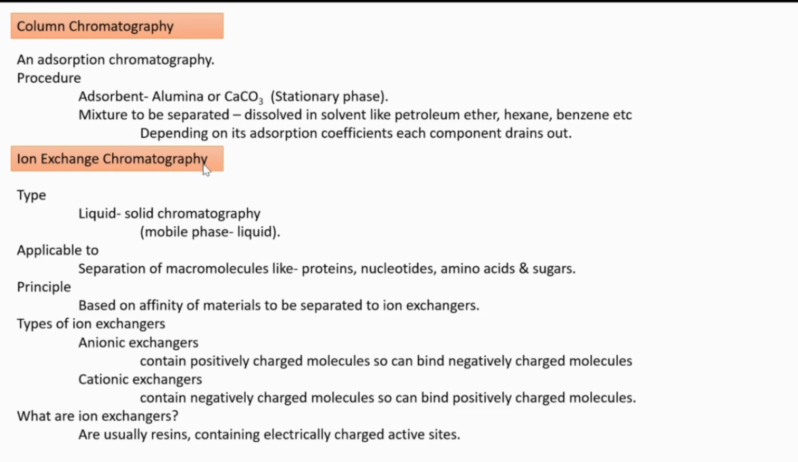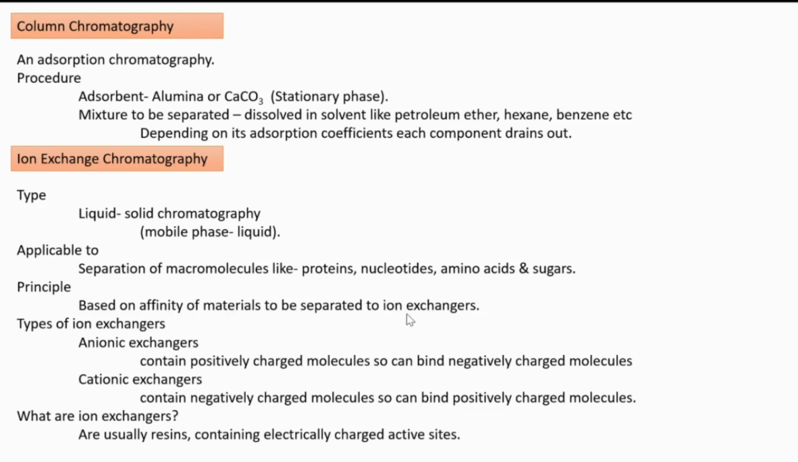Then ion exchange chromatography. What's the type? Say liquid-solid. Again, an adsorption chromatography. How do we understand that it is adsorption? Because the second term represents the stationary phase. Solid is the stationary phase, so it's adsorption. And here the mobile phase is liquid. It is applicable to molecules like proteins, nucleotides, amino acids, and sugars. For separation of all these substances, we use ion exchange chromatography. What is the principle? The main principle lies in the affinity of these materials to the ion exchangers.